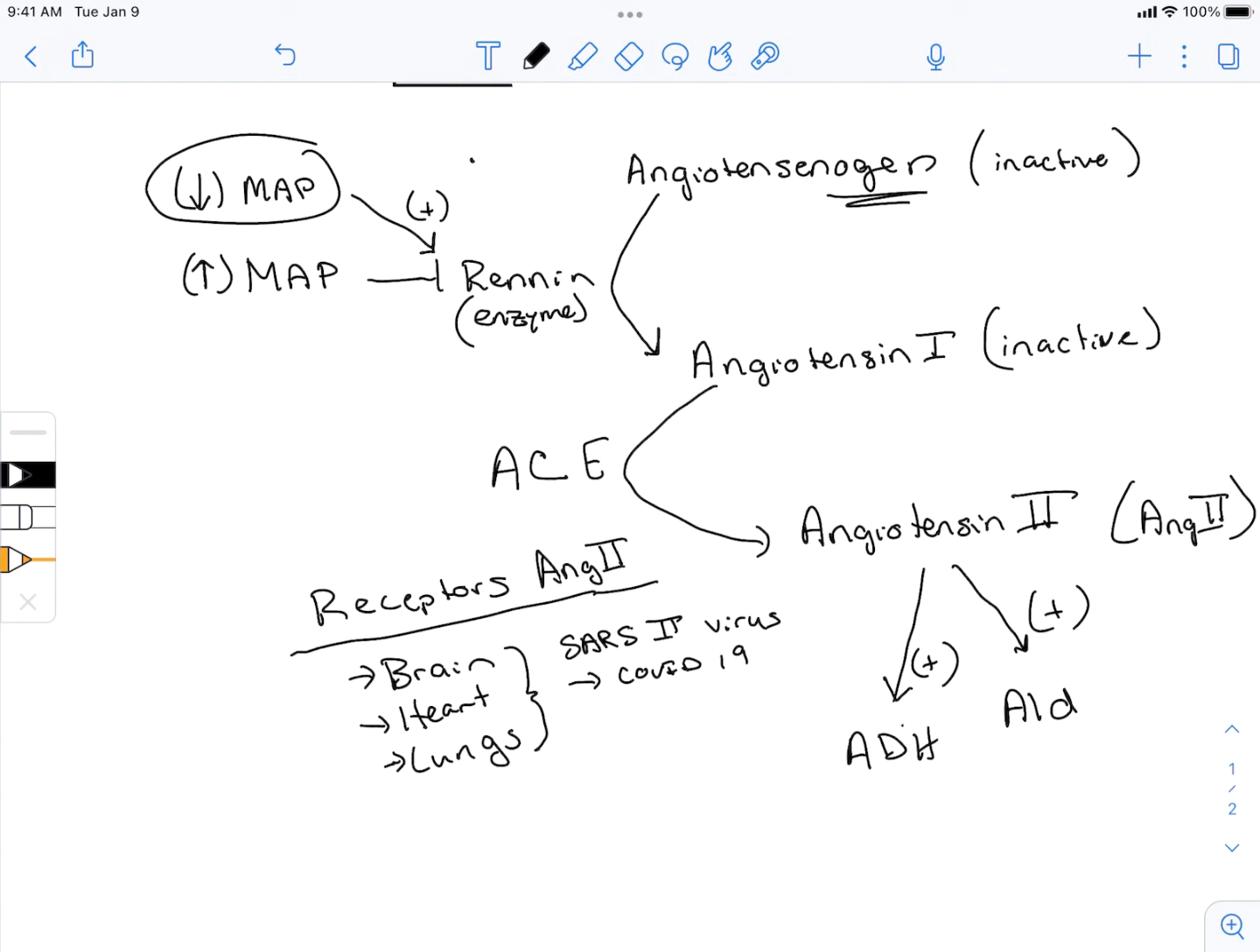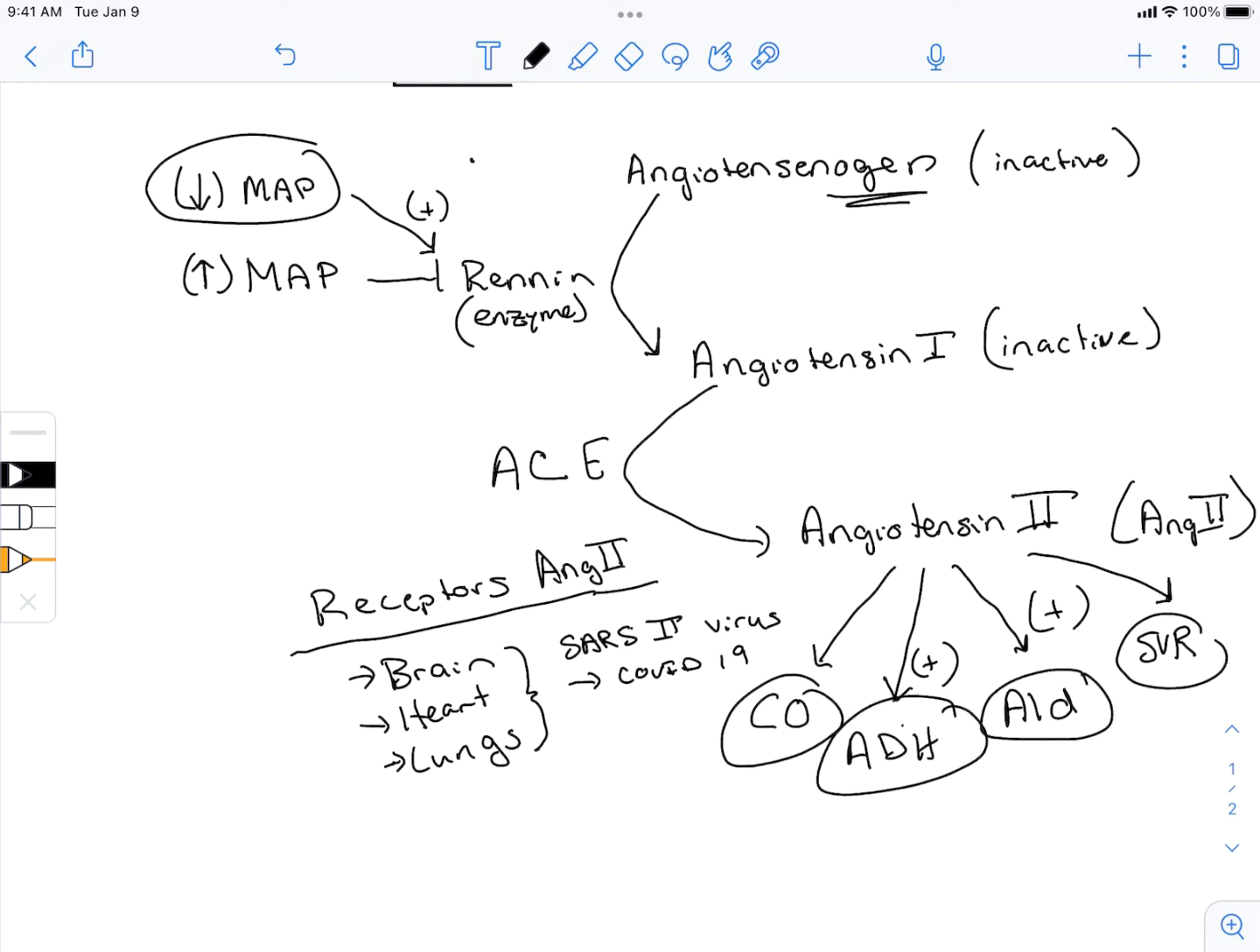And those, of course, are going to increase water reabsorption. Osmolarity of the blood for ALD is going to change. But that's not the only thing that it does. It also will stimulate the cardiovascular control center, which will then increase cardiac output. And it will stimulate the release of norepinephrine from those sympathetic fibers, again through the cardiovascular control center, and it's going to increase systemic vascular resistance too. So you can see we're affecting all of the big ones with this system with renin.